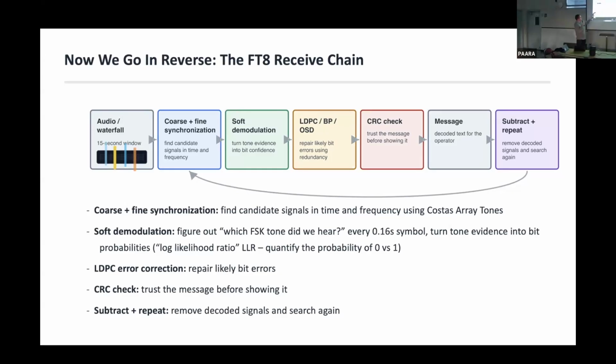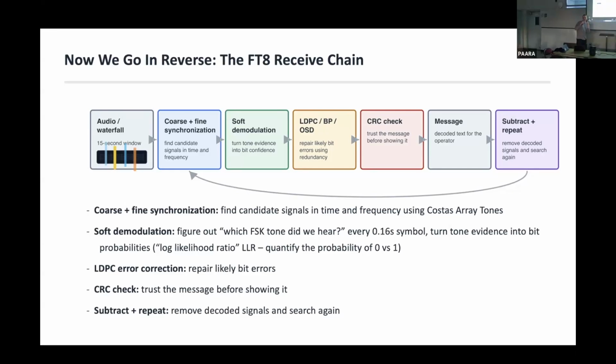Then it goes into a phase where you want to figure out what are the tones that you heard. So this is soft demodulation. The soft part means that instead of just saying I heard tone 3 and then tone 1 and then tone 2, I'm going to assign probabilities to those tones. When you're at the weakest level of detectability, that statistical information matters. Then it undergoes this error correction phase.